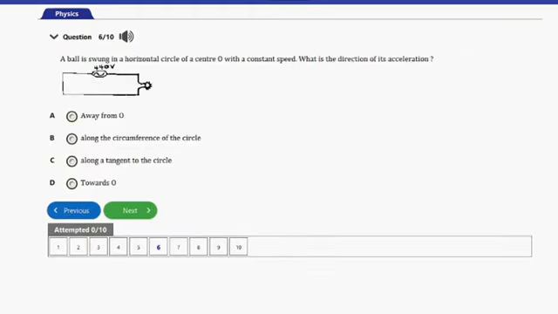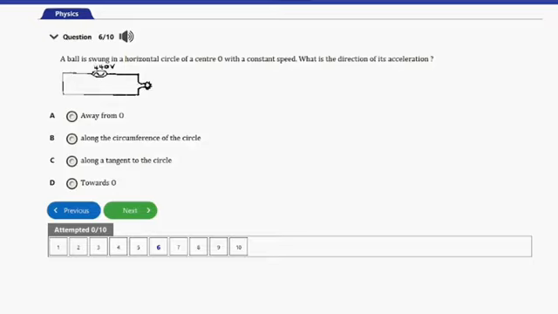So the next question we have here is question number 6. It says, a ball swung in a horizontal circle of a center O with a constant speed, what is the direction of its acceleration?